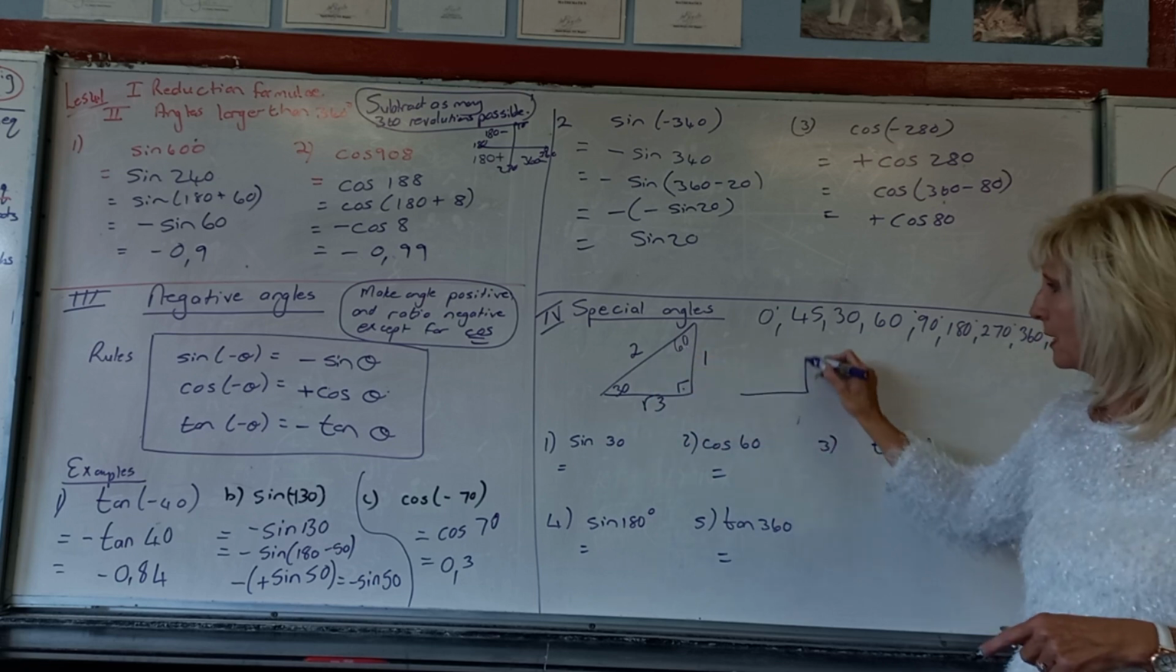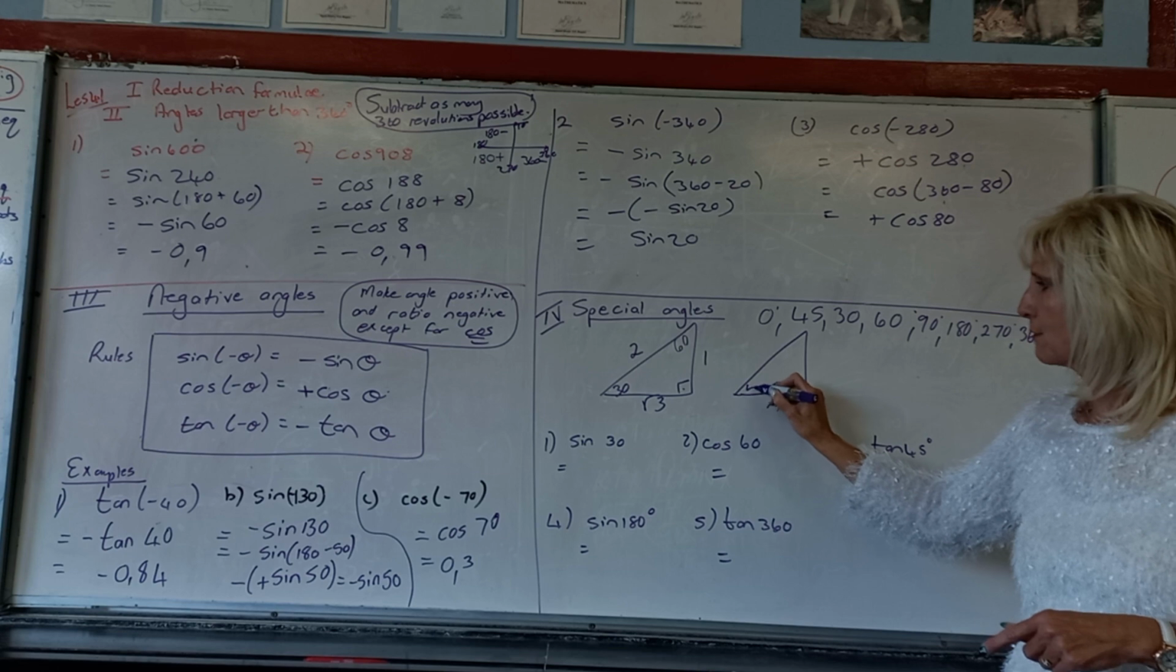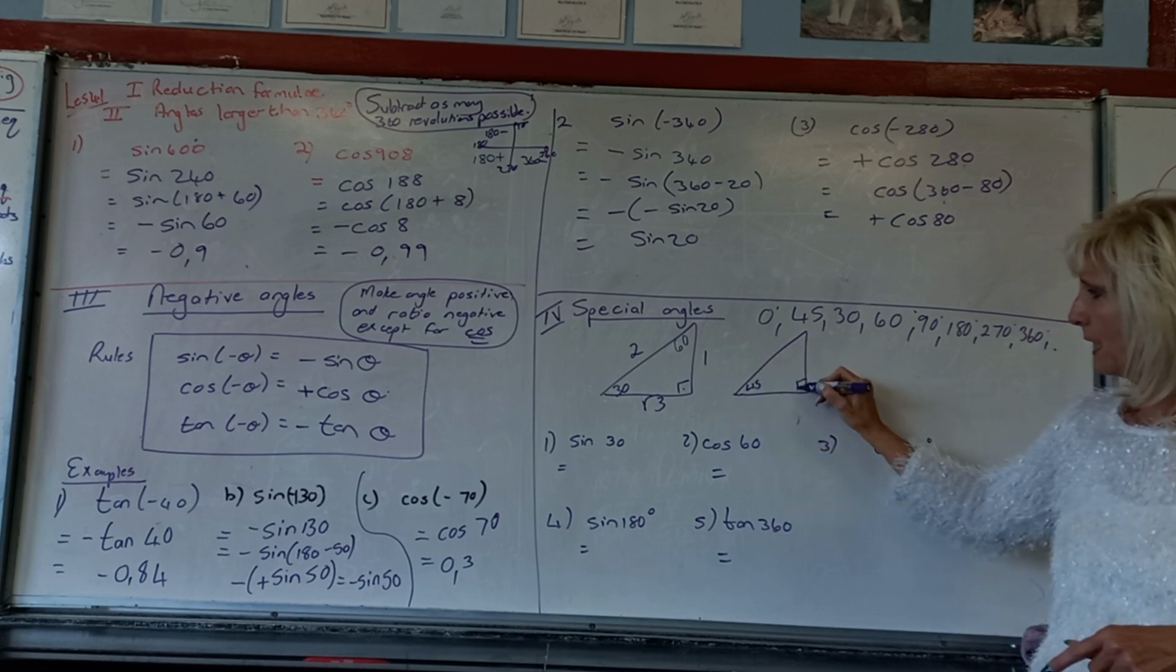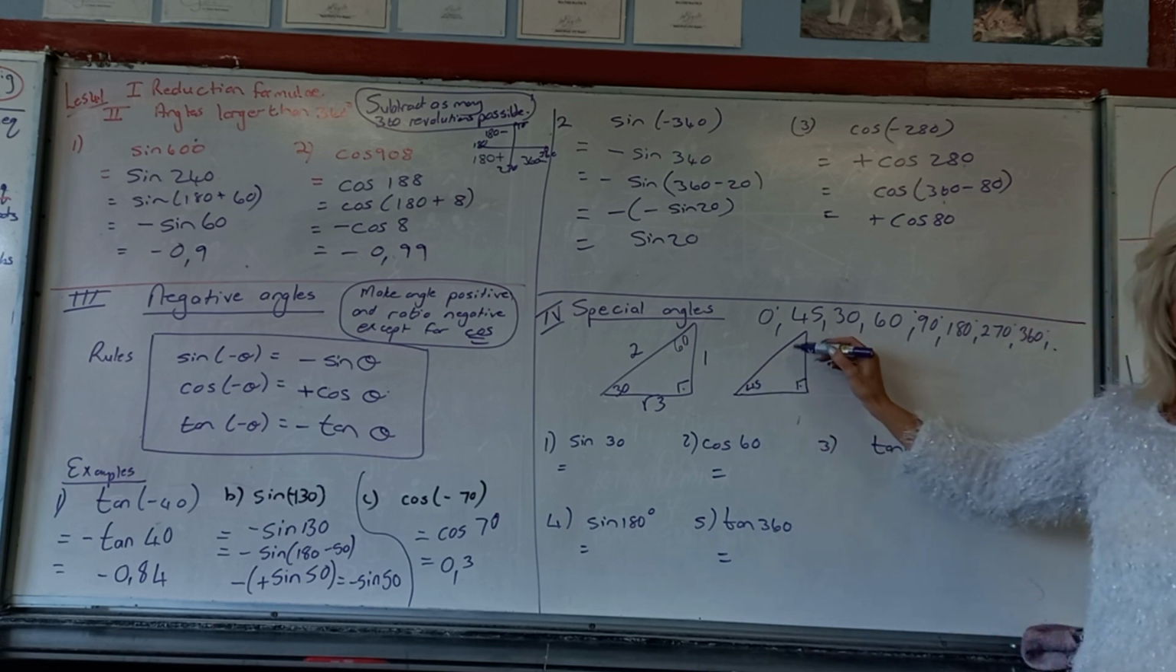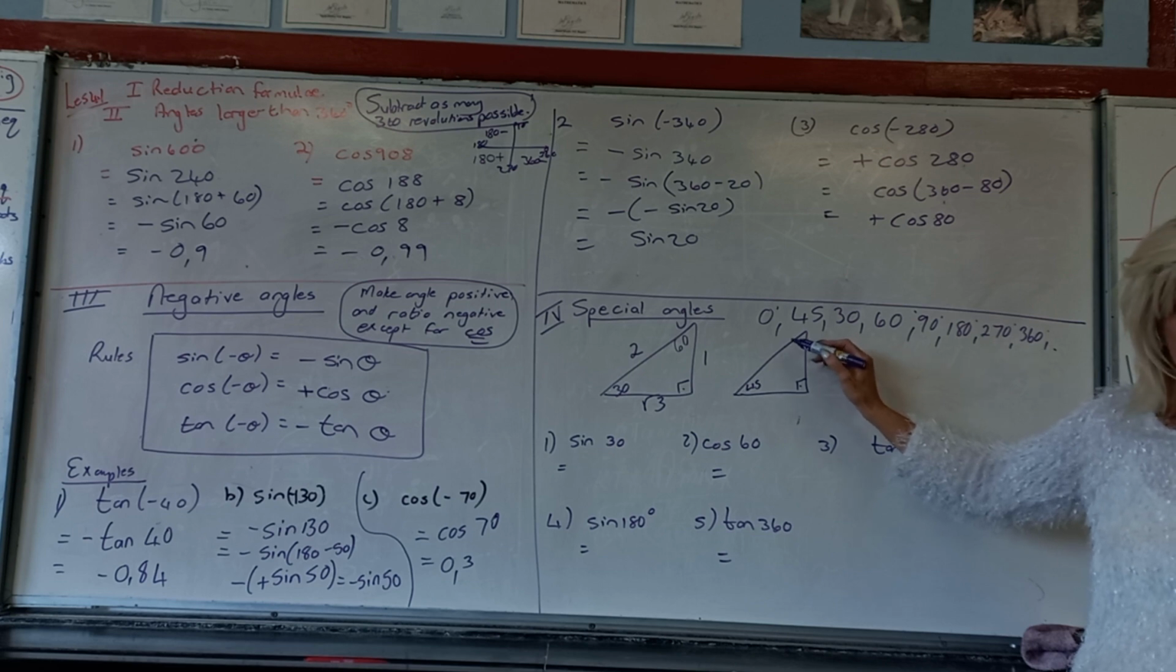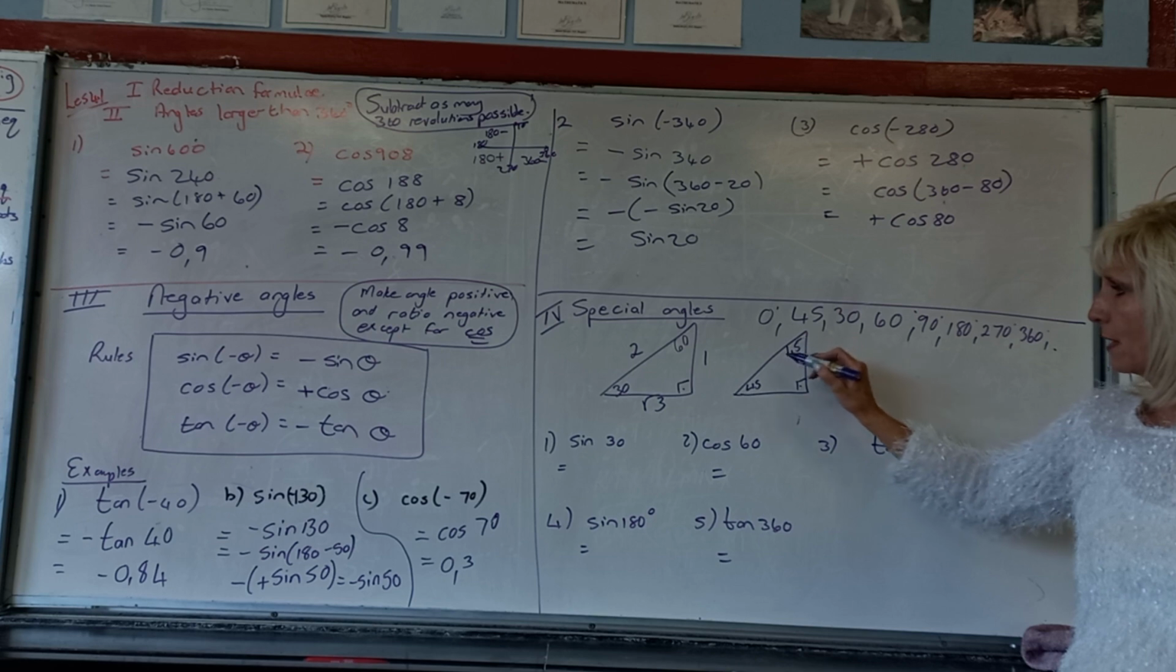The other one that you are taught or were taught is 45. Now again, tell me what this is. 1, 45, right? 45. And which makes this triangle a what triangle?